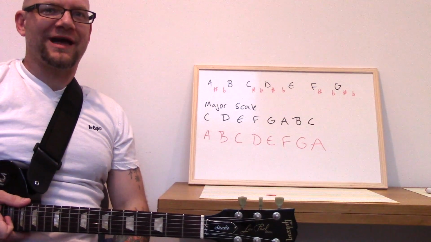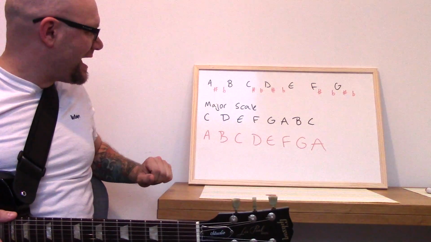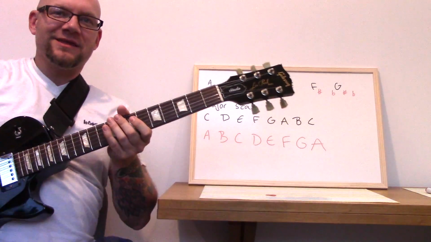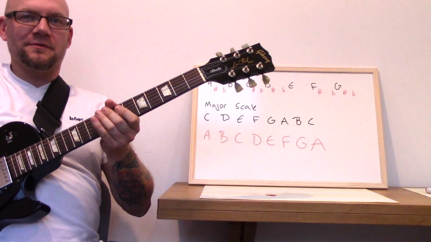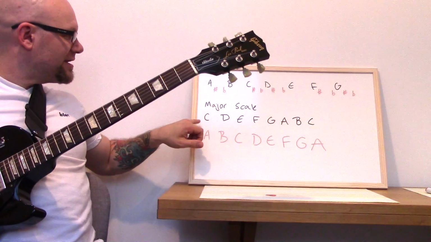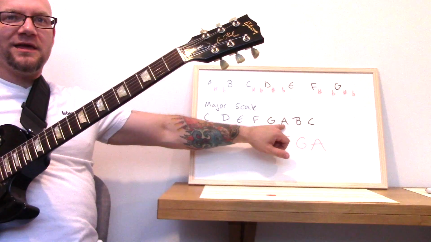So now we're going to look at relative minor keys. Each major key has a relative minor. So relative minor is the same notes but in a different order, and we start on the 6th note of the scale. So in the key of C, 1, 2, 3, 4, 5, A is the 6.